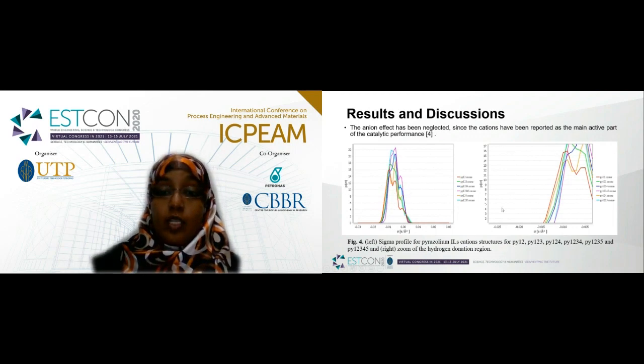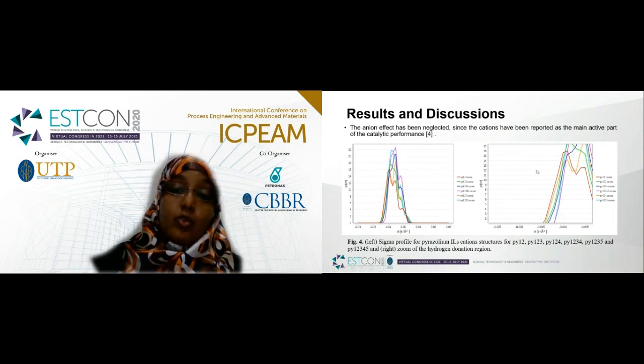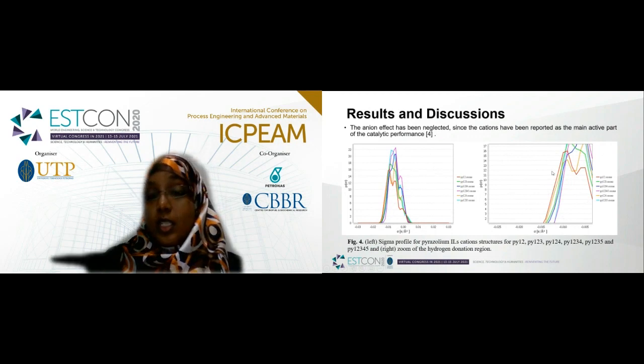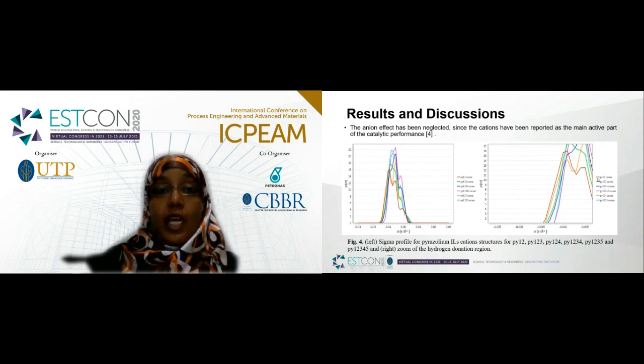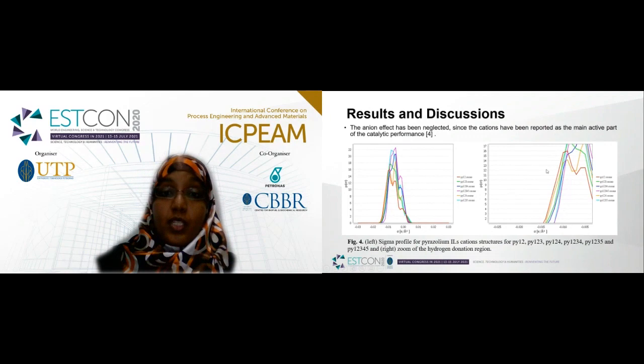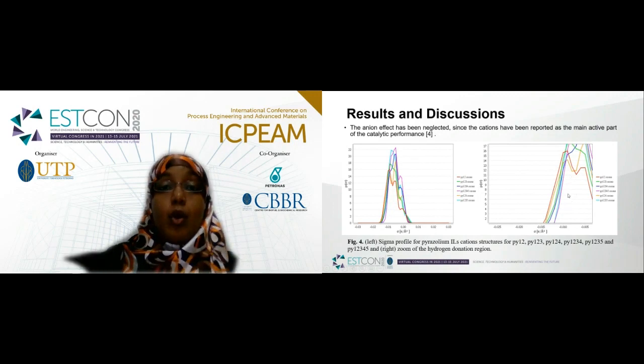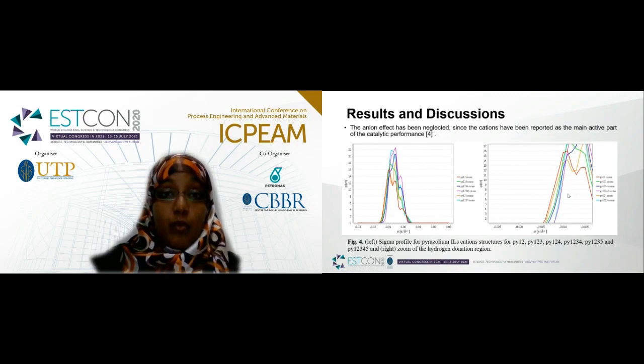So here we zoom the profile to see the order of the different structures. We realize that the order of the structures, starting from the highest ability to donate hydrogen to the lowest, is the same order that was reported by Vasiliev in terms of the catalytic performance.